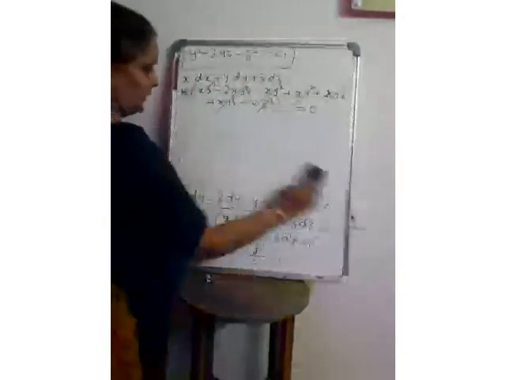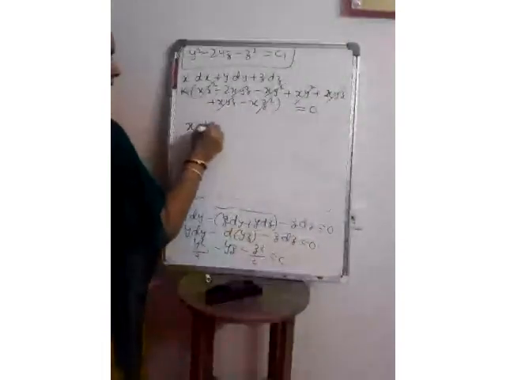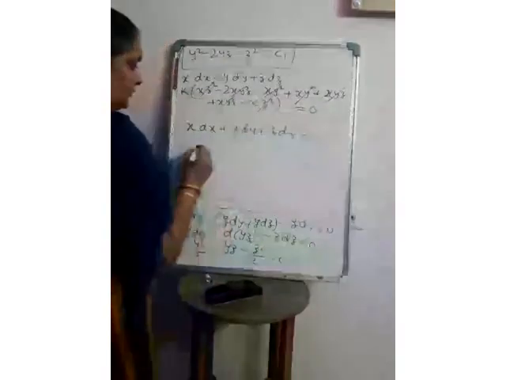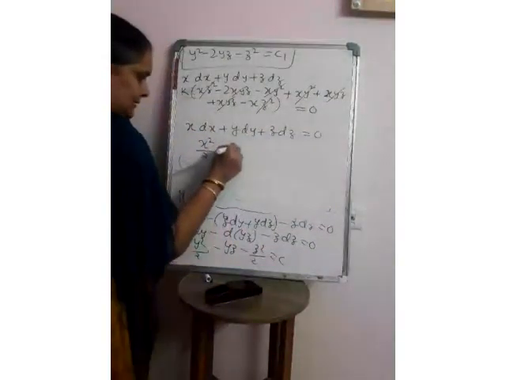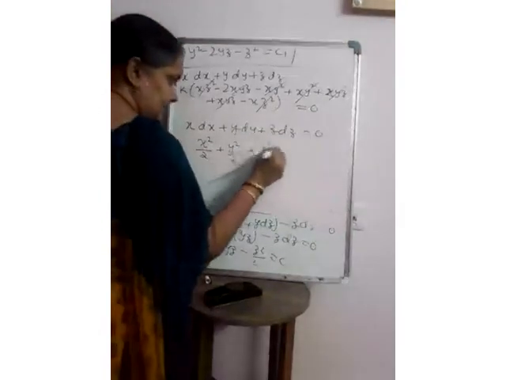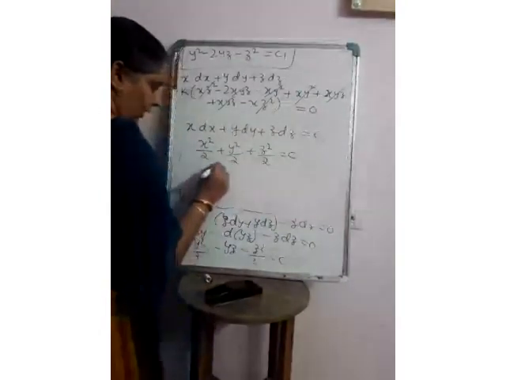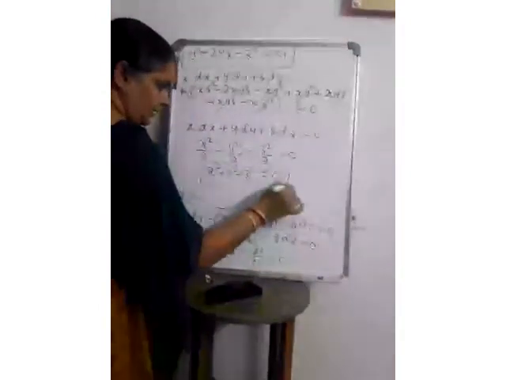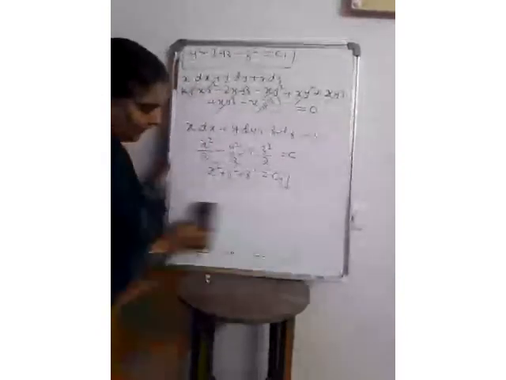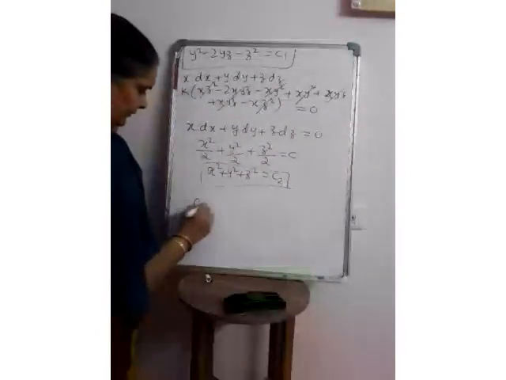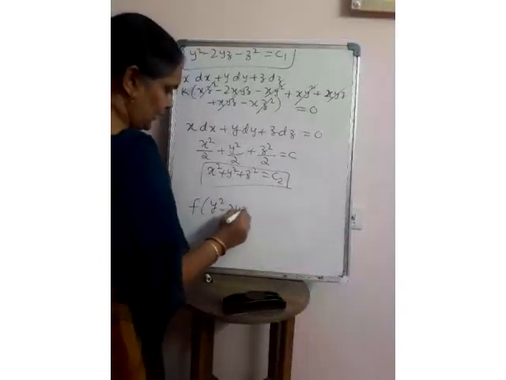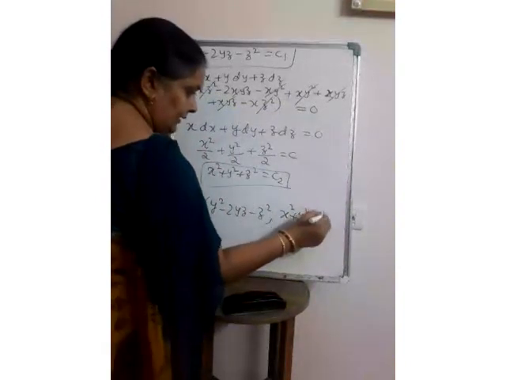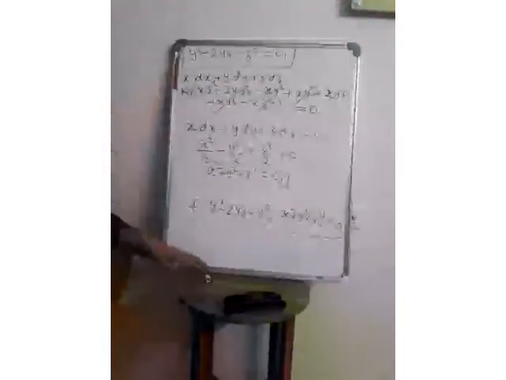So now we got the relation as x dx plus y dy plus z dz is equal to 0. If you integrate, this will become x square by 2 plus y square by 2 plus z square by 2 is equal to c, or x square plus y square plus z square is equal to c2. 2c is another constant I have written as c2. So now how do we write the complete solution for this problem? F of y square minus 2yz minus z square is the first solution, x square plus y square plus z square is the second solution. This will be the complete solution for this problem.